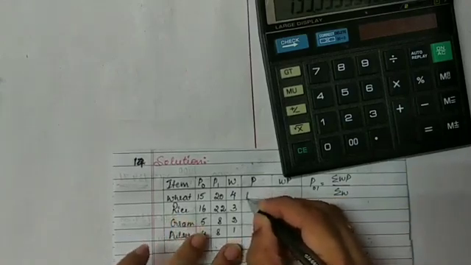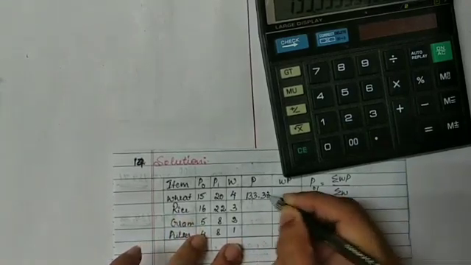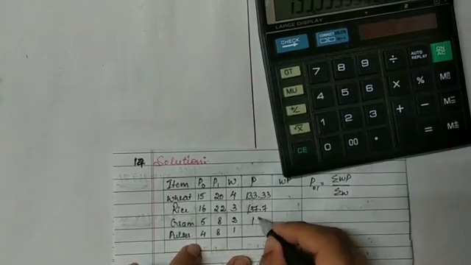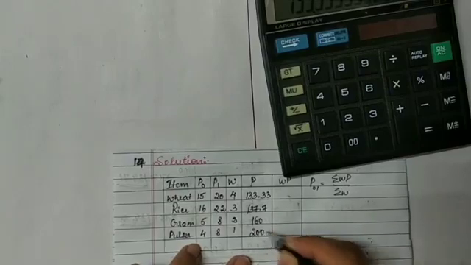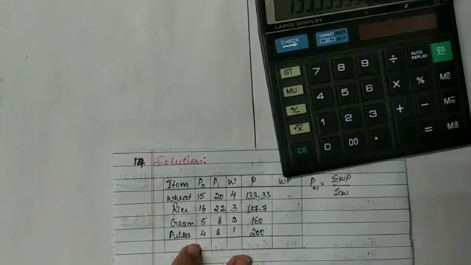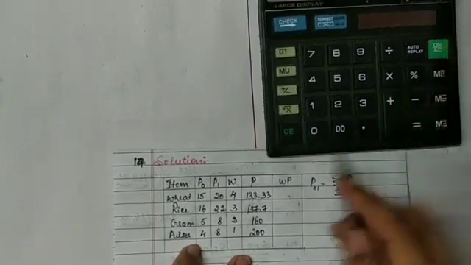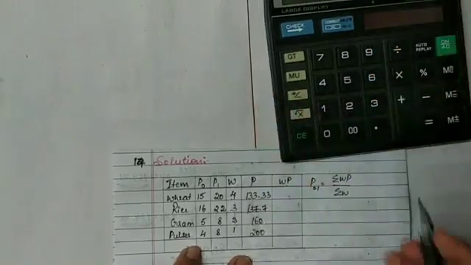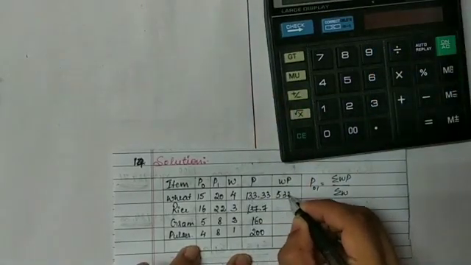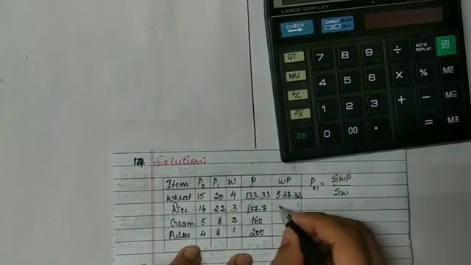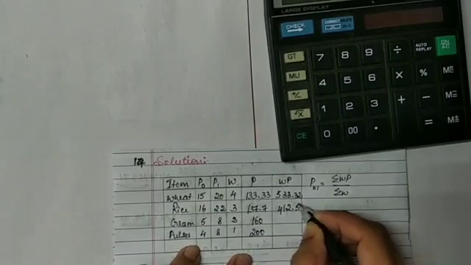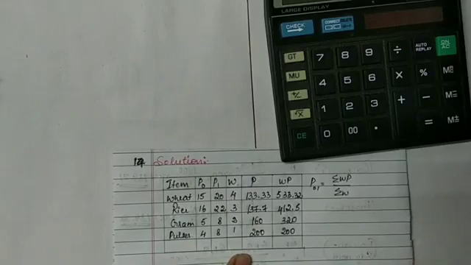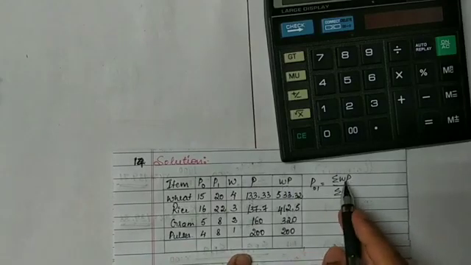133.33. Same way, calculate the remaining: 137. So we are done with calculating P, and the next step is calculation of WP, that is W into P. 133.33 into 4 is 533.32, then 412.5, 320, 200.